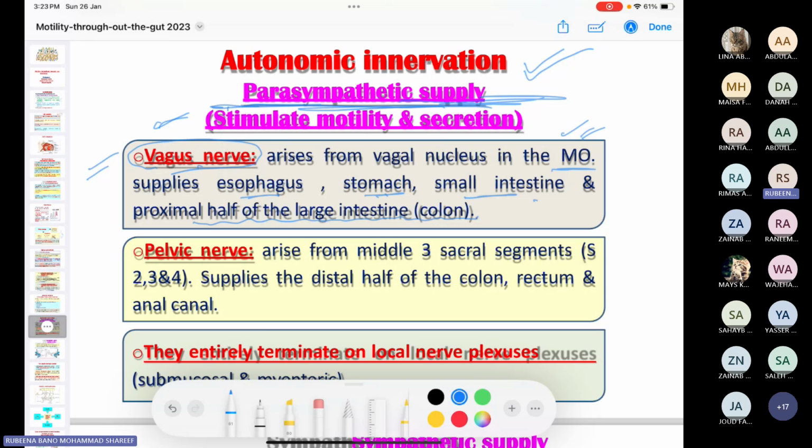Proximal half means, this is your stomach, then duodenum, jejunum, ileum. Okay. Ileum is the last part of small intestine. Then starts the large intestine. So this part is the proximal part because it is proximal to the small intestine. So proximal part is what? Ascending colon and half of the transverse colon. Okay.